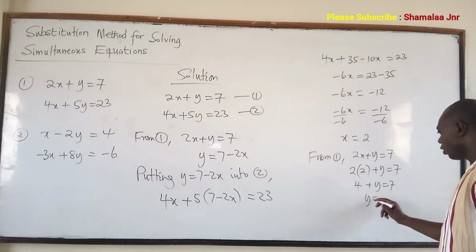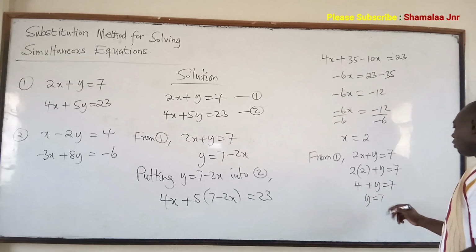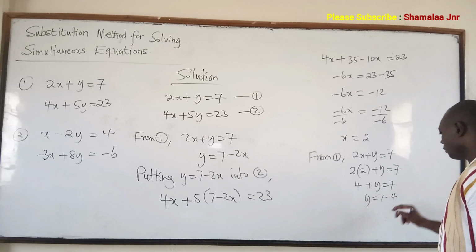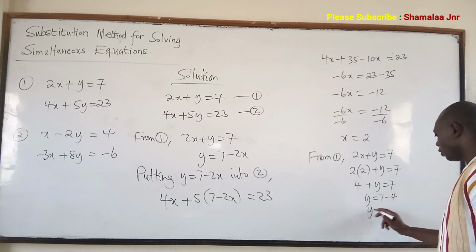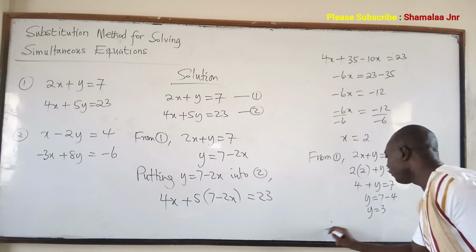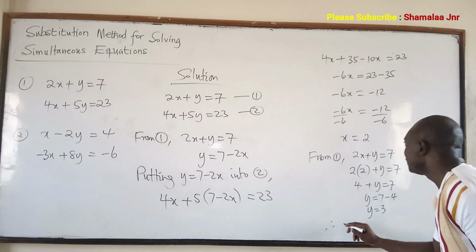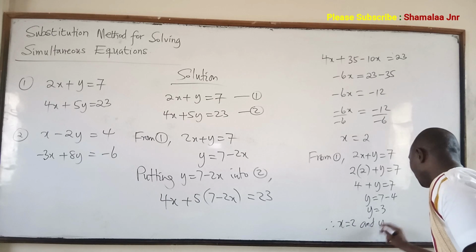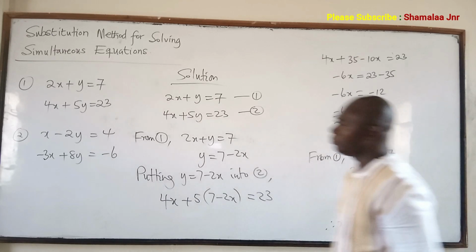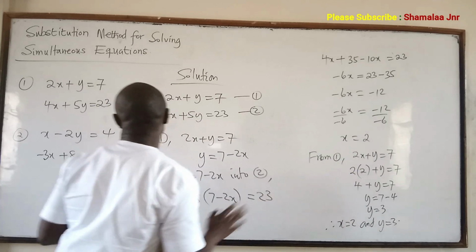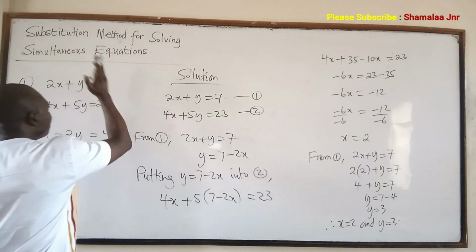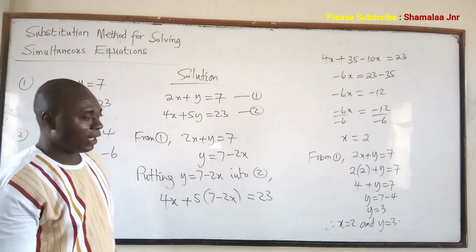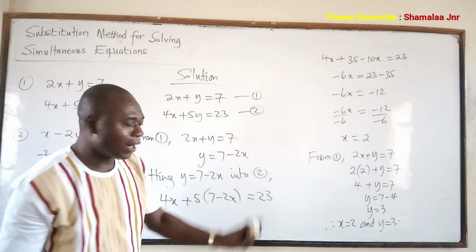So y is equal to 7, and when this 4 crosses the equality sign to negative, so 7 minus 4, y is equal to 3. So therefore, you can say that x is equal to 2 and y is equal to 3. So this will be the solution to this system of equations or these simultaneous equations. Isn't it? x is equal to 2, y is equal to 3.